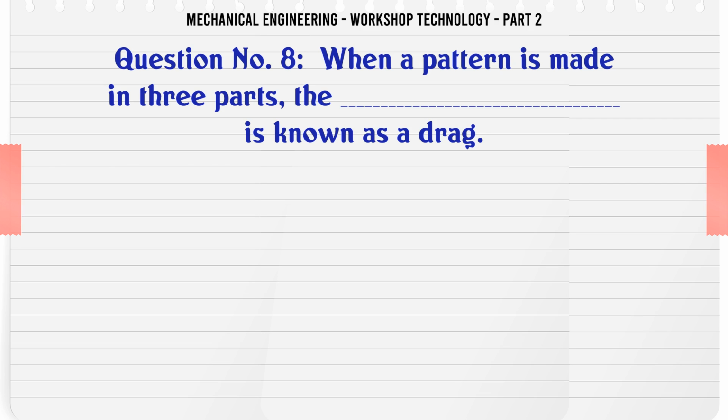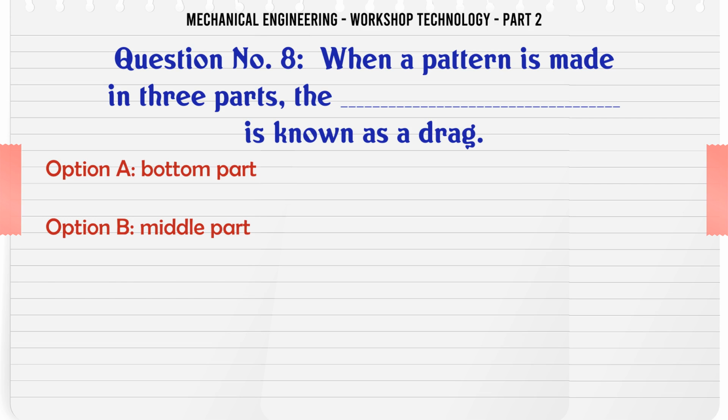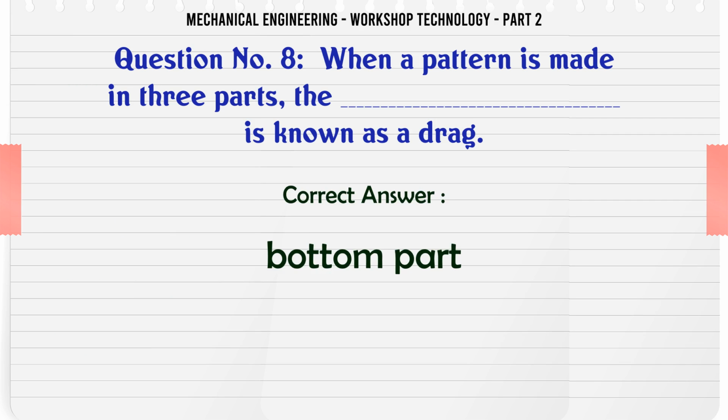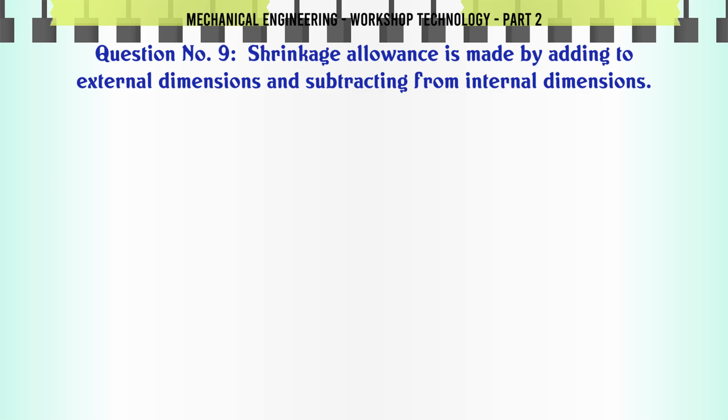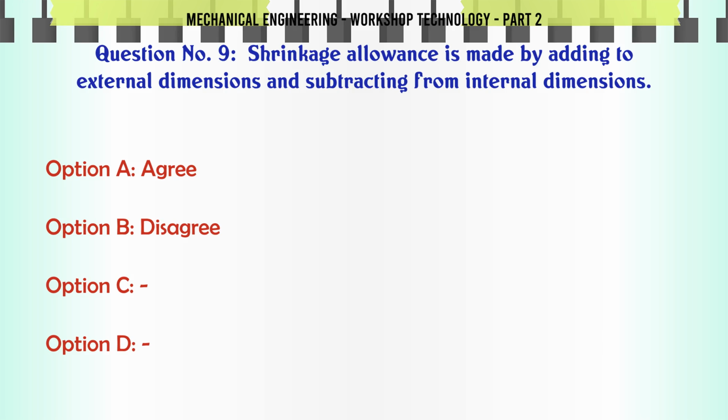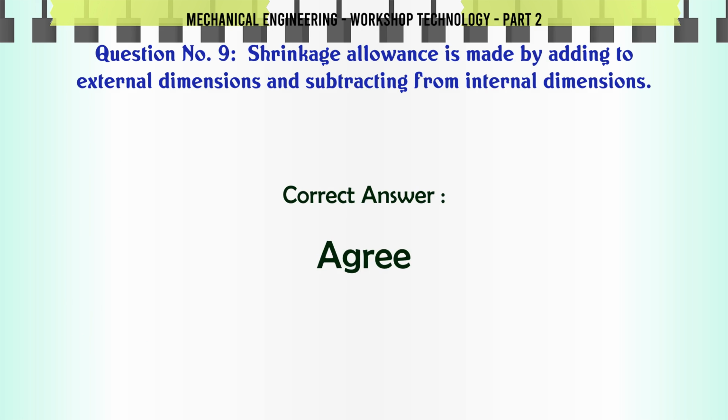When a pattern is made in three parts, the part known as a drag is A. Bottom part, B. Middle part, C. Top part. The correct answer is bottom part. Shrinkage allowance is made by adding to external dimensions and subtracting from internal dimensions. A. Agree, B. Disagree. The correct answer is agree.